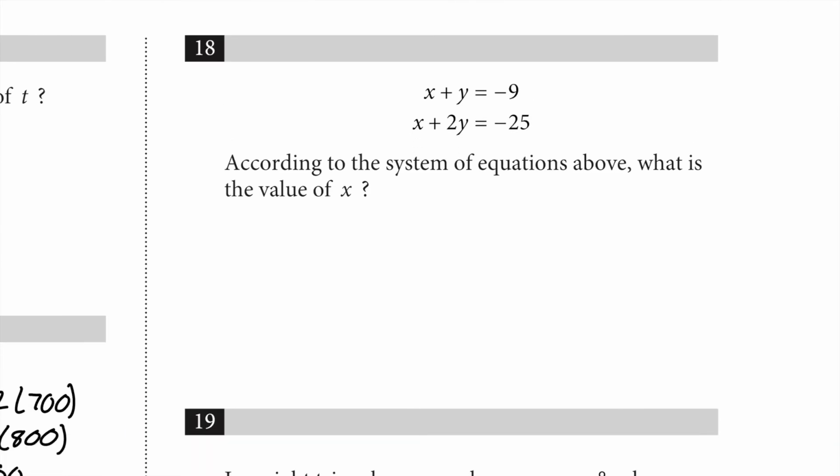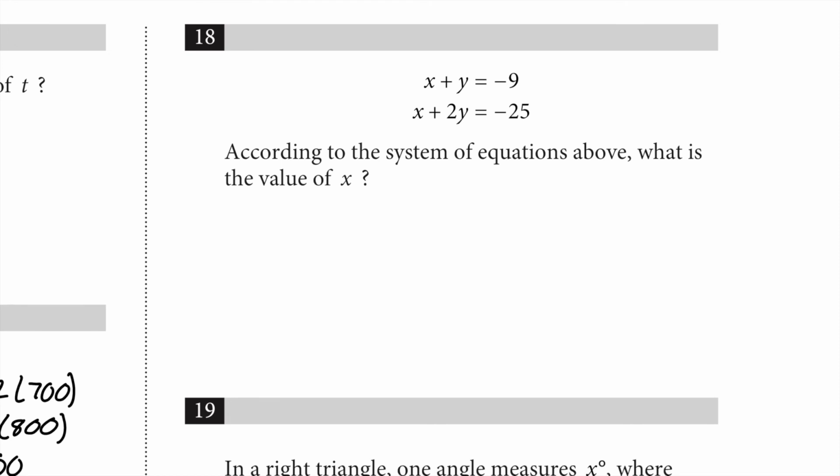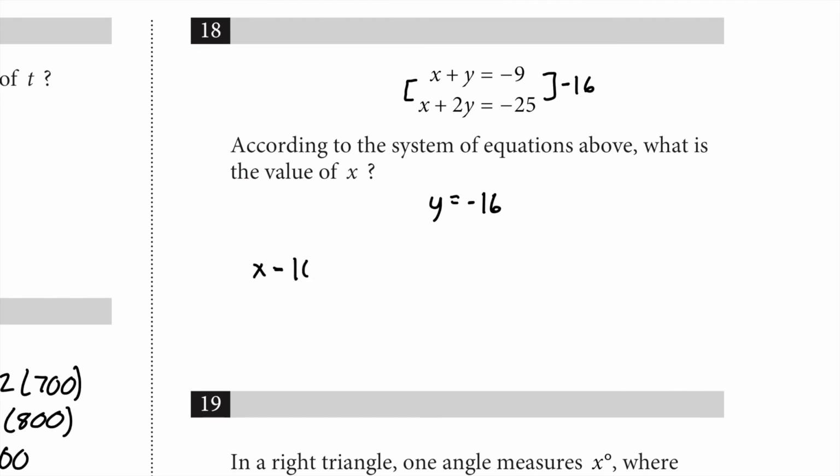Now 18. x plus y equals negative 9, and x plus 2y equals negative 25. According to the system of equations above, what is the value of x? We can see that in these two equations, the only change is to y, and y is multiplied by 2. So there's 1 extra y, and 1 extra y yields the change of negative 16. So we know y equals negative 16. Let's plug that back into one of the equations. We get x minus 16 equals negative 9. So we add 16 to both sides, and we get x equals 7.